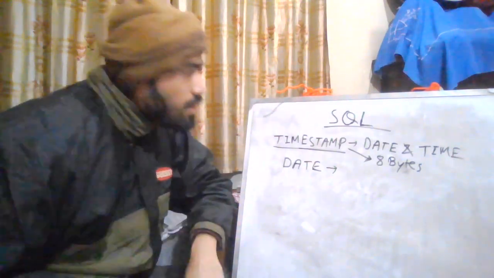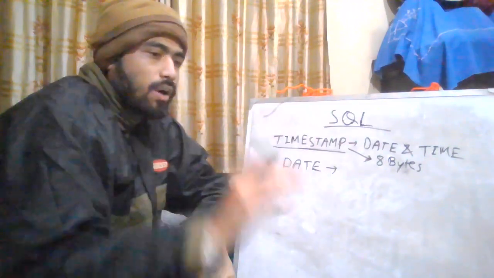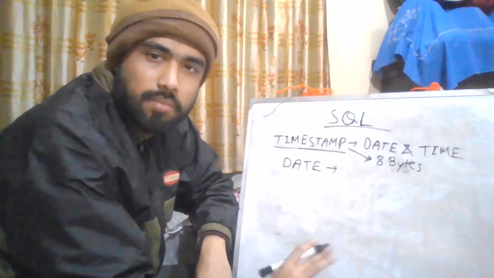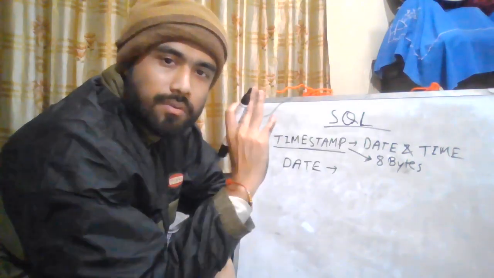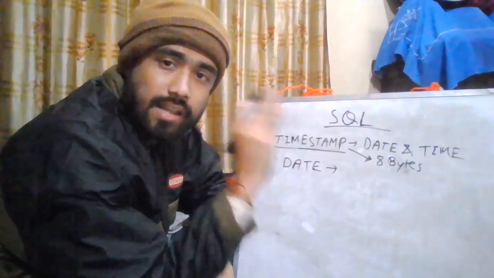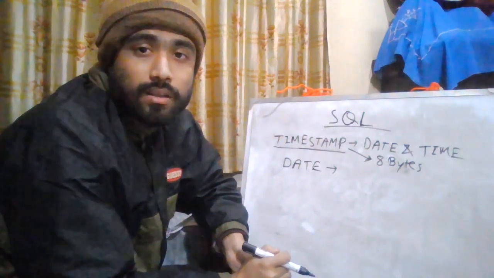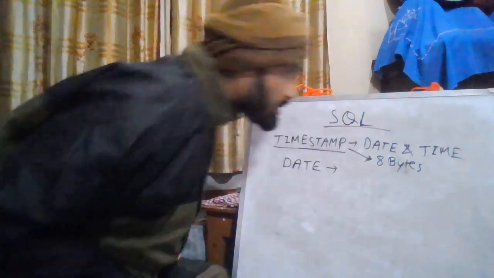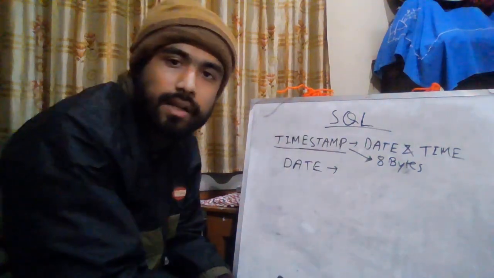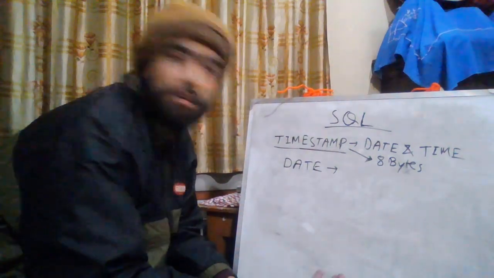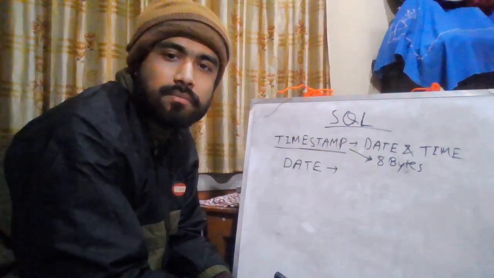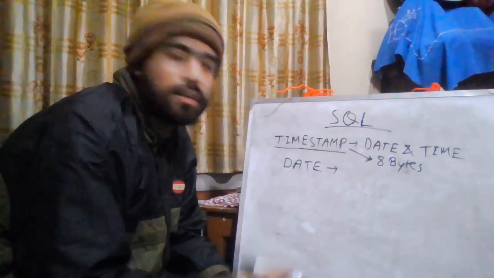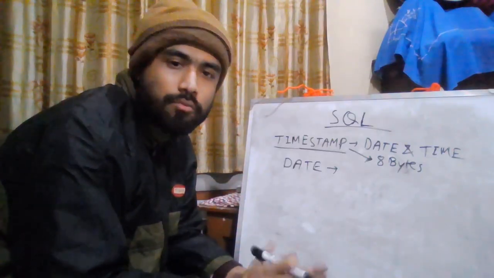Alright. So, what is the range of time? The range of time is not a matter of concern. Why? Why should we not bother about the range of time? Because time is very limited. There is 24 hours only.